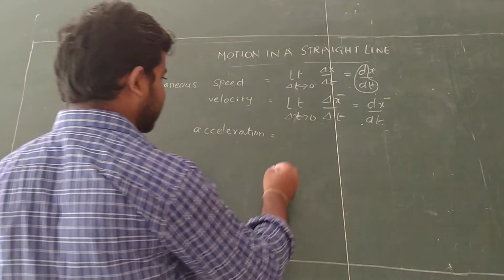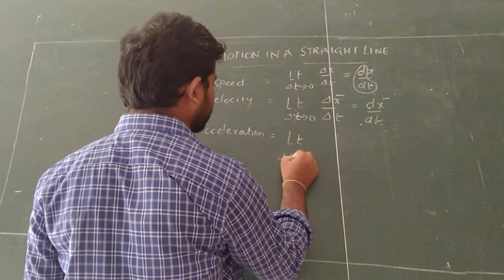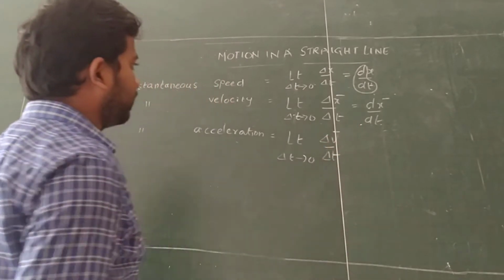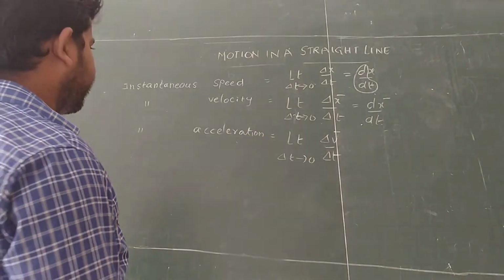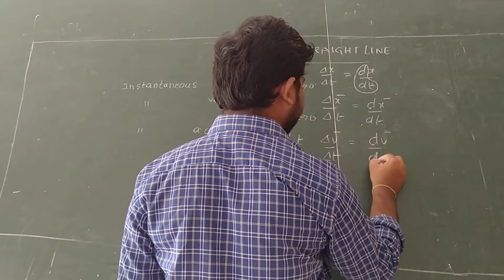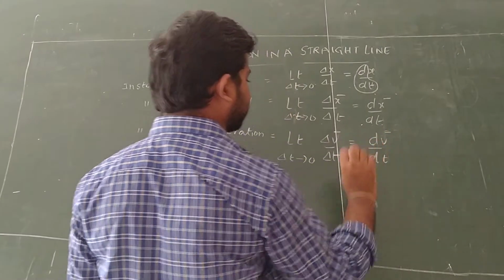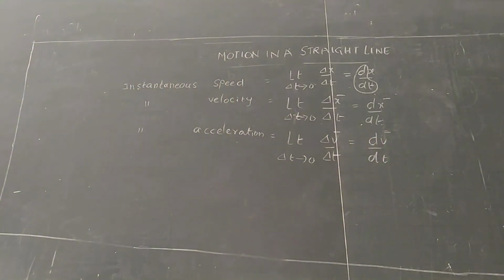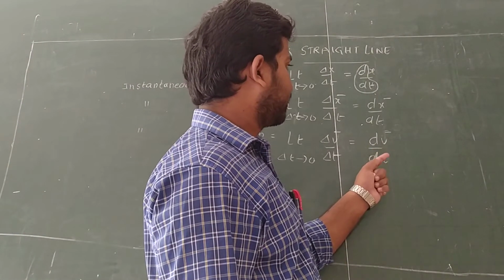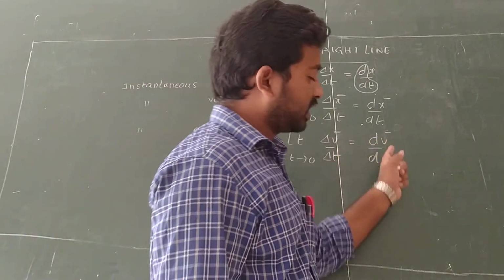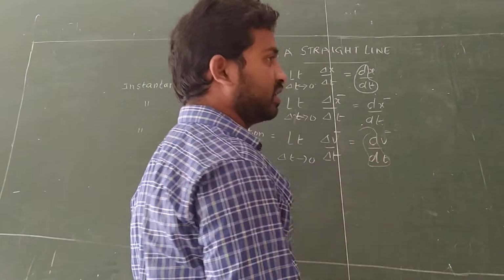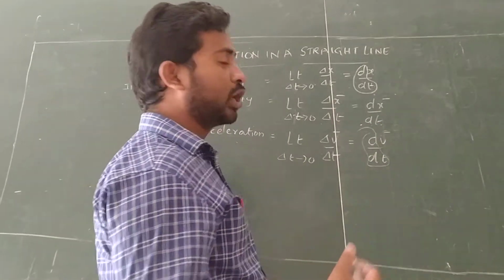How can we write acceleration? The limit as delta t tends to 0 of delta v bar by delta t, which is dv bar by dt. It is the differentiation of v with respect to time, the derivative of v with respect to time. In simple form, it is the rate of change of velocity.